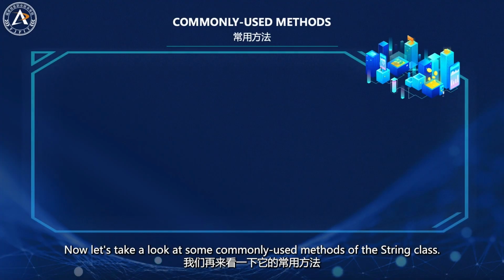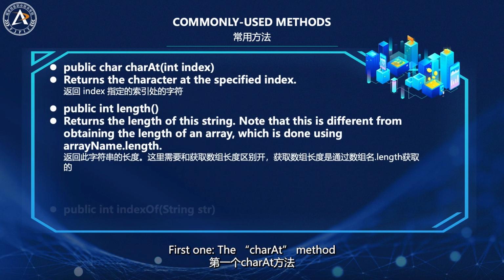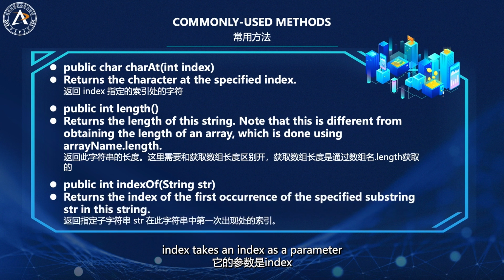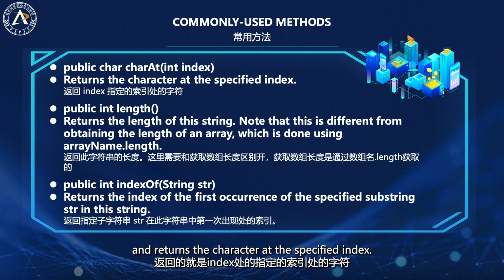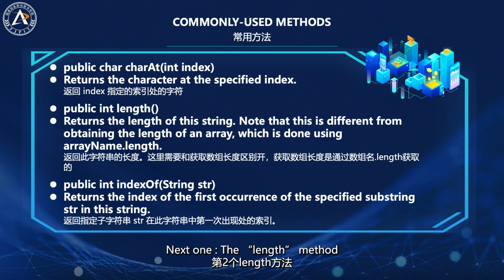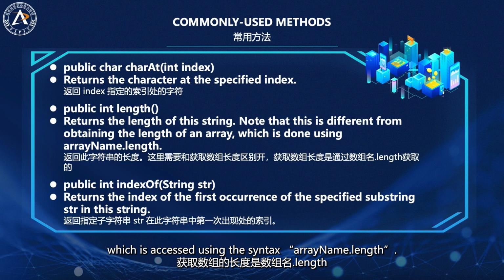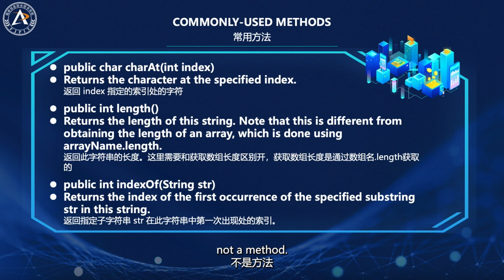Now, let's take a look at some commonly used methods of the String class. First one, the charAt method. It takes an index as a parameter and returns the character at the specified index. It's important to note that the index of a string starts from 0. Next one, the length method, returns the length of the string. Please distinguish this from getting the length of an array, which is accessed using the syntax array.length. This is an attribute, not a method.